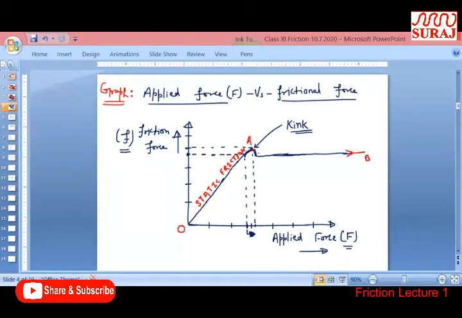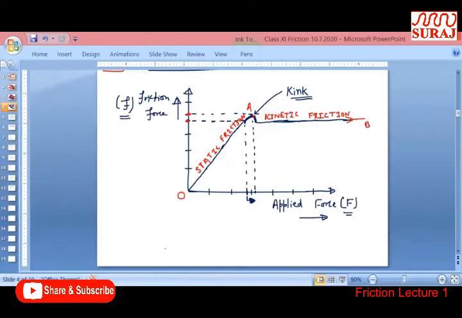From O to A, the block was stationary, and beyond A, the block suddenly starts moving, and the friction value is lesser than the value of friction corresponding to the peak of the kink. This value of friction, when the friction force saturates, is called kinetic friction. I think you know the word kinetic. Whenever we use kinetic, it means something is in motion. Kinetic friction.